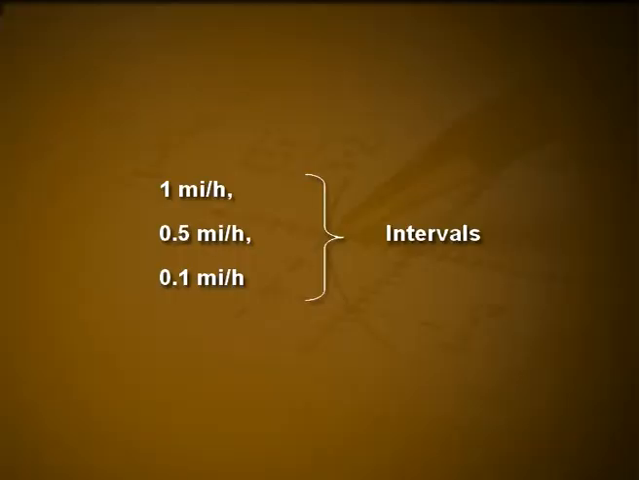We are not restricted to 5 miles per hour intervals in plotting our number density data. We could use 1 mile per hour intervals, 0.5 miles per hour intervals, 0.1 miles per hour intervals and so on. Using smaller intervals gives more detail about the speed space structure.